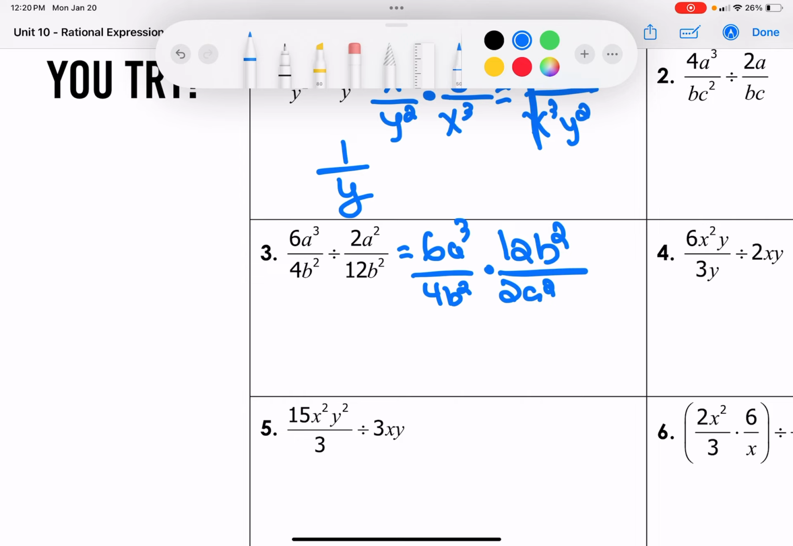6 times 12, what's that give me? So now I have 72 over, looks like, a cubed b squared over 4 times 2 is 8, a squared times b squared. Now we could simplify this. 72 divided by 8 gives me 9. A cubed over a squared, 3 minus 2, gives me a, and then the b's cancel out. So my answer is just 9a.